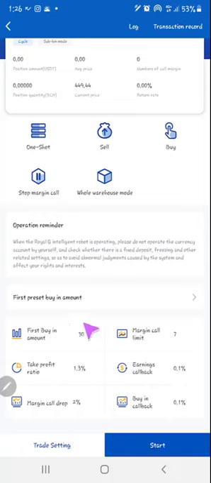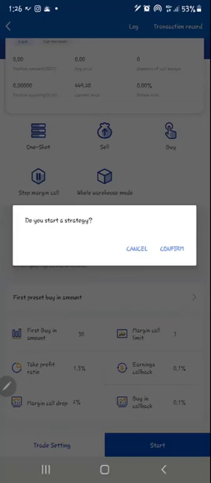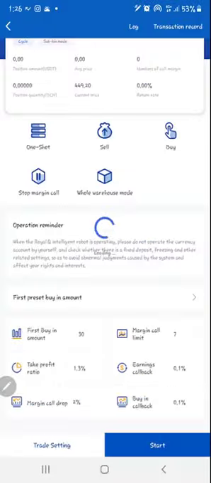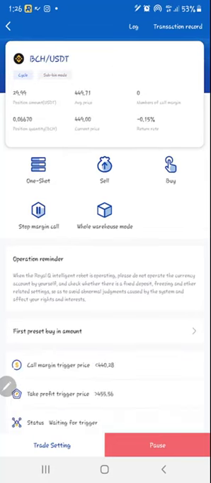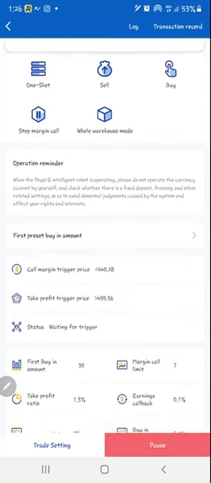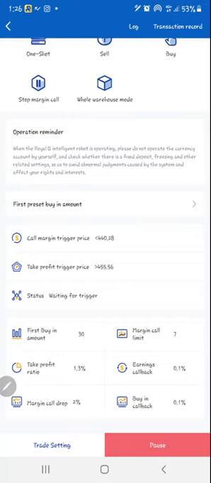So this cycle continues. So what you need to do here is to click on what? Start trade. Do you want to start strategy? Confirm. Now I have confirmed my strategy. This robot is now actively trading. From this point, you can see some parameters have appeared.